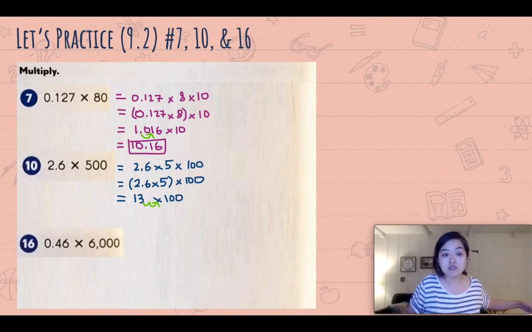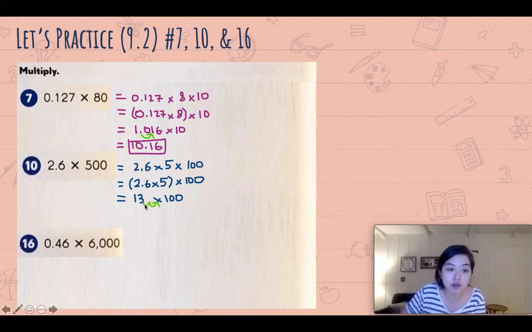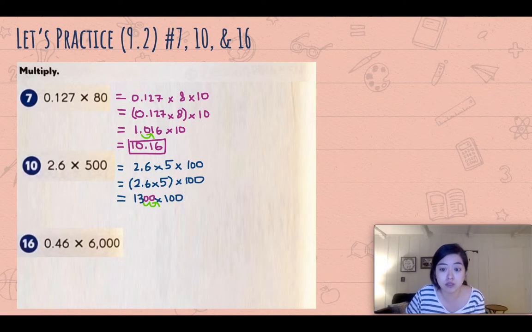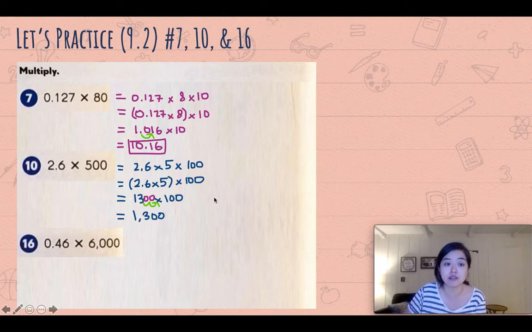And then because I'm multiplying by 100, I know I have to move the decimal point over 2 places here, which creates 2 pockets. And my 2 pockets are empty, and I always have to fill my pockets. So I'm going to fill it with zeros, okay? And so now that becomes the answer, 1,300. That's my answer.